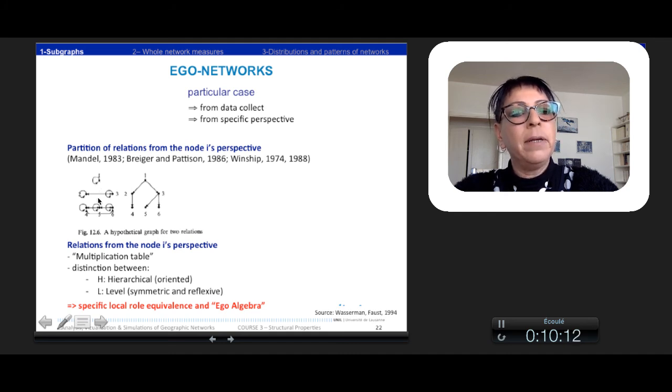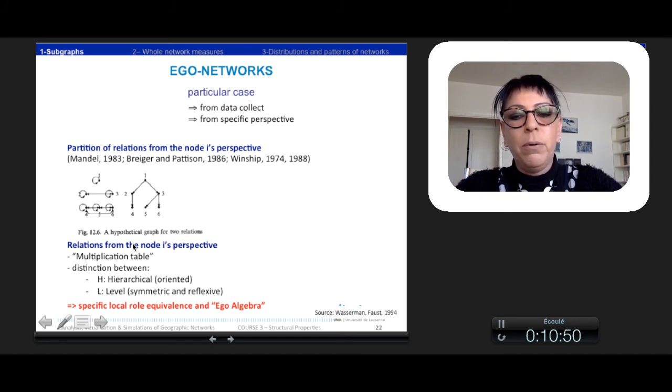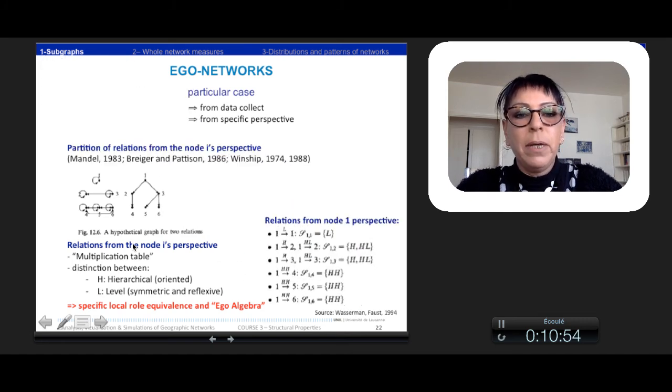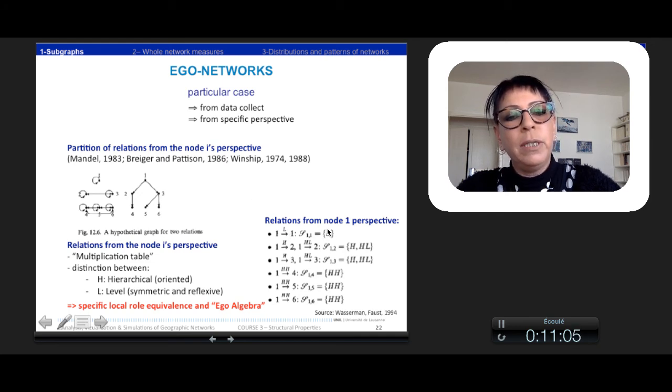And so we make the distinction between the hierarchical oriented linkages that make paths to 1, like here, and the level linkages that are parallel, perpendicular to the linkages to 1. And this is called the multiplication table. So it permits to define a specific local role of equivalence and ego algebra. Here, for example, the relation from the node 1 perspective, 1 to 1 is the ego linkages, the reflexive linkages, which is at the same level.